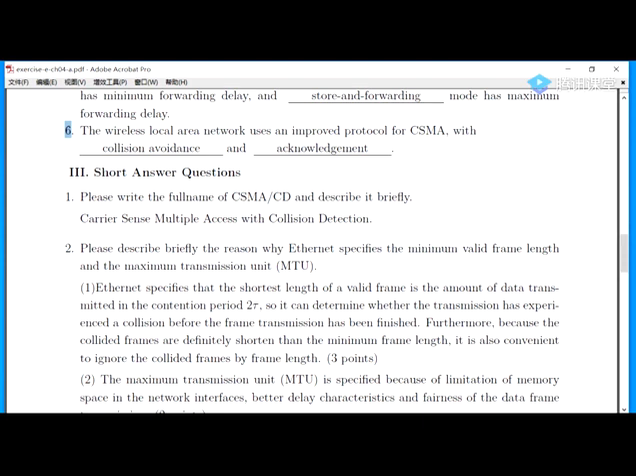For example, question 1. Please write the full name of CSMA/CD and describe it briefly. We know CSMA/CD means carrier sense multiple access with collision detection. And what is carrier sense? What is multiple access? What is the meaning of collision detection? So you can describe it briefly from the textbook.